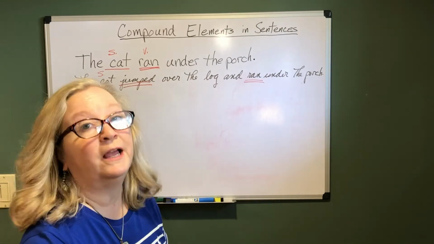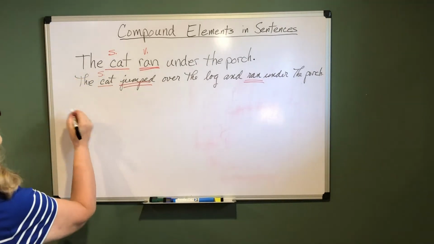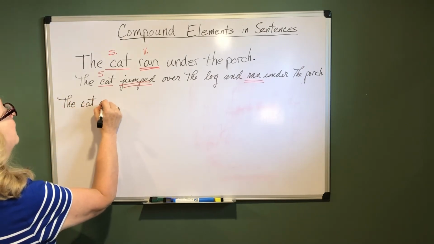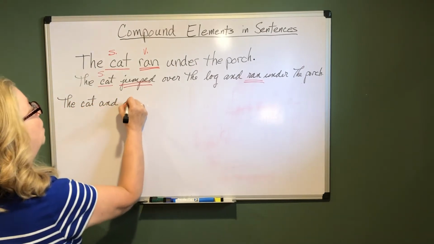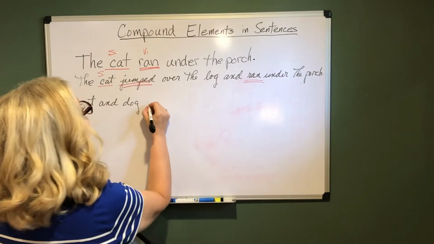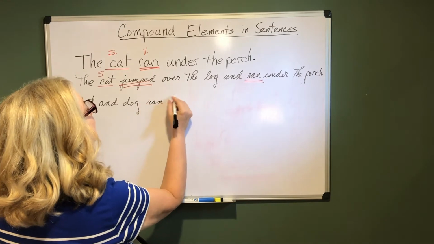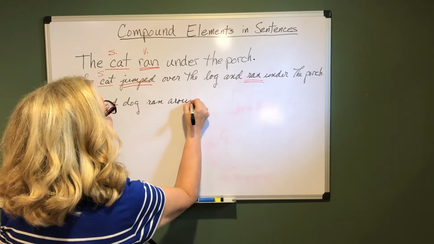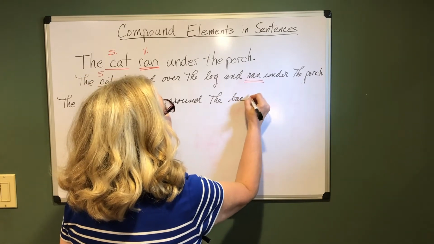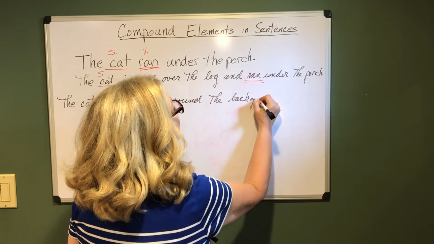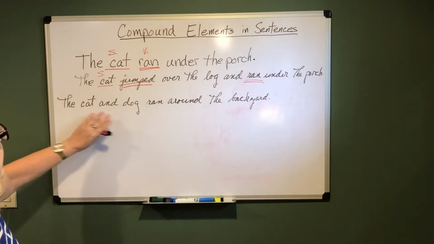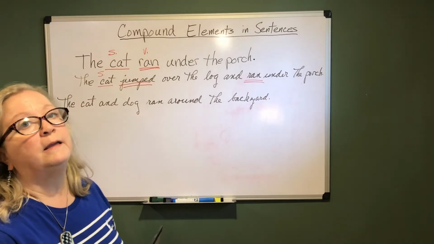Let's make the subject compound. Okay? The cat and dog ran around the backyard. Sorry for my messy handwriting. I don't want these lessons to be too long for you, okay? The cat and dog ran around the backyard.